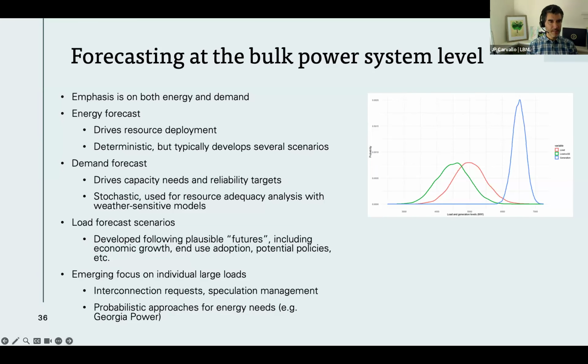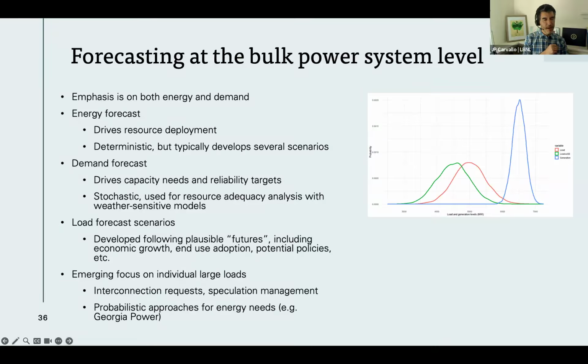Load forecast scenarios in the bulk power system are developed using possible futures, as I mentioned, including economic growth, end-use adoption patterns, and existing or potential policies that are being foreseen. And so these different scenarios encompass wide areas, sometimes entire states. With this, there is still an emerging focus on some individual large loads, especially data centers. So load forecasters are now mapping and tracking interconnection requests. They're trying to manage speculation in some of these loads that are shopping for connection points in different parts of the system, even though there's a single load that will actually be realized. And there are some early attempts to provide probabilistic approaches for these energy needs from larger loads.